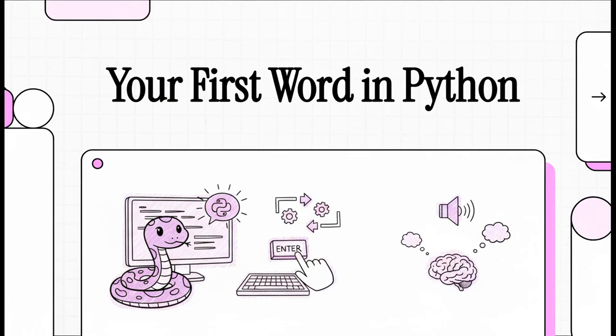All right, let's jump right in. Today we're going to learn our very first word in Python. Think of it like this. This is the first step, the absolute beginning of telling a computer exactly what you want it to do. And you know what? It's way easier than you probably think.